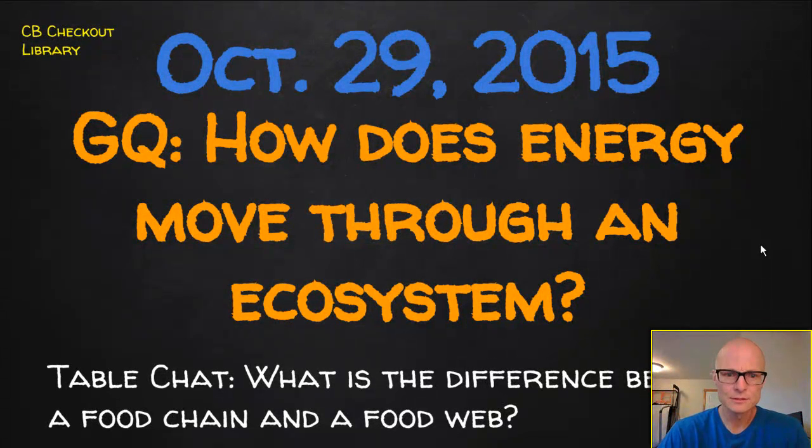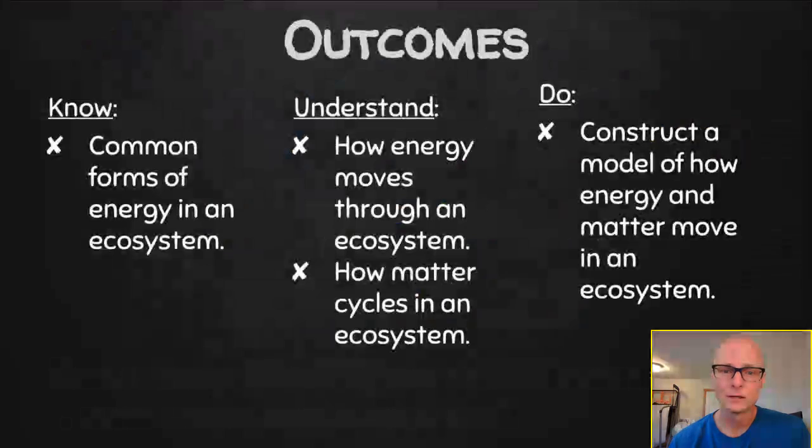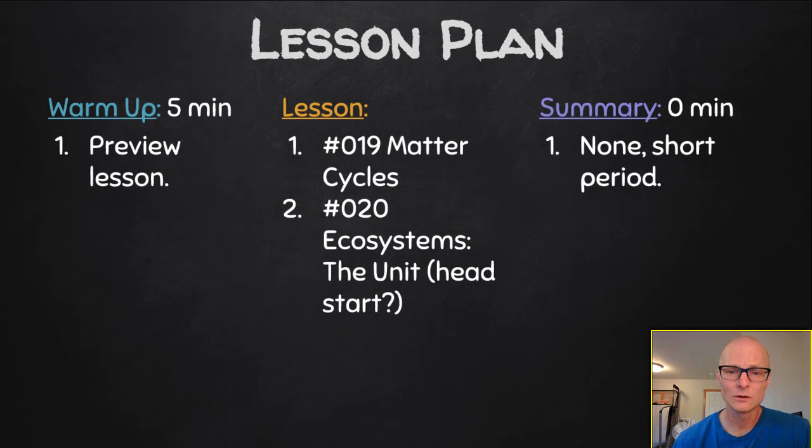29th of October, Thursday, our long conference day. Still short periods, so we're kind of rotating through, depending on what class period you're in, how much time you get to work on these assignments. The table chat, again, focusing on, are you getting the difference between a food chain and a food web? Reminder again about the library checkout. Same outcomes, knowing the energy forms, energy moving through, matter cycling, and working towards a model of an ecosystem. So you again get to continue your path.